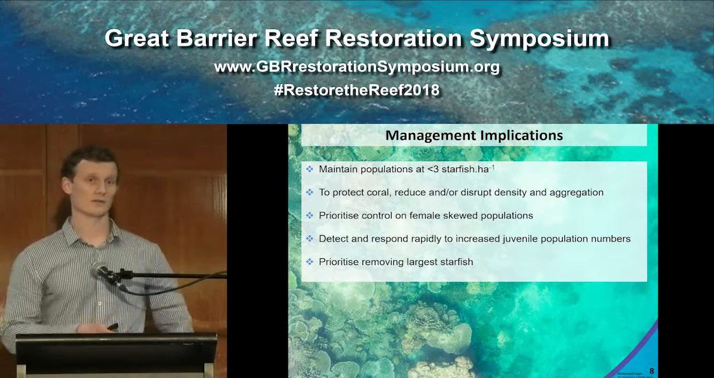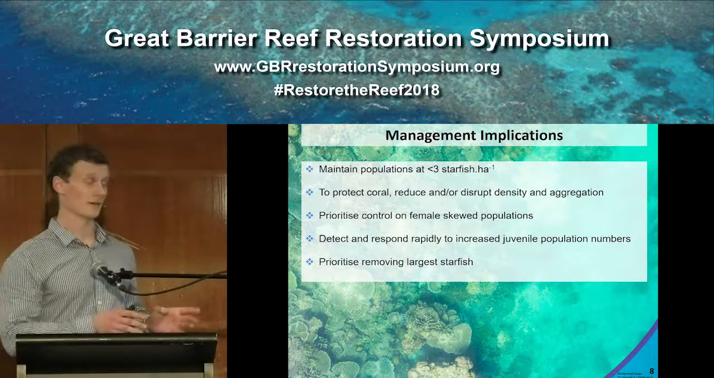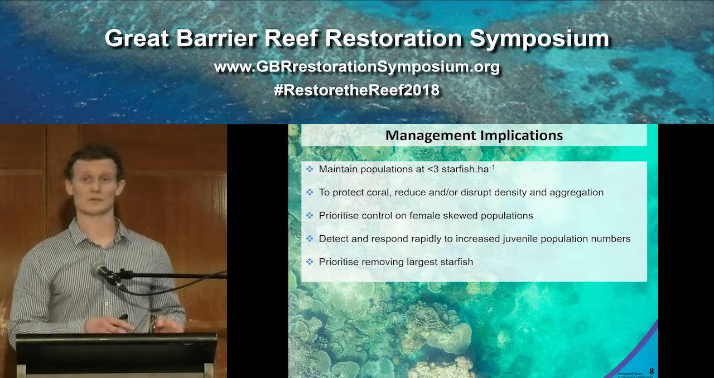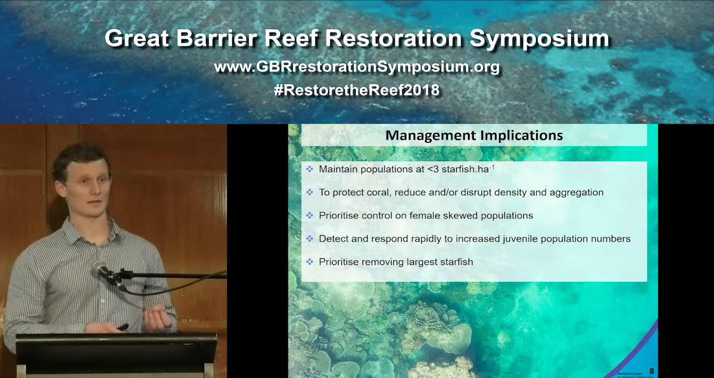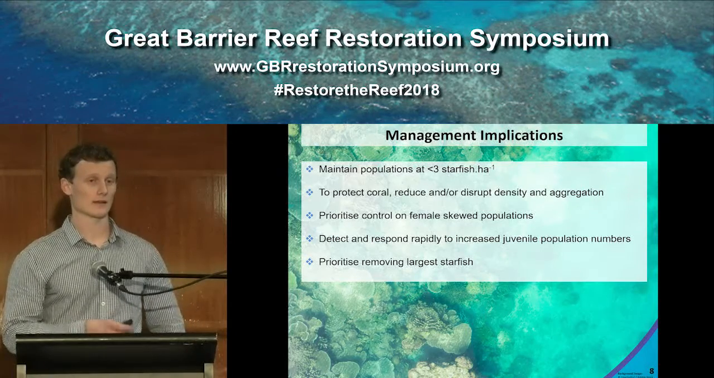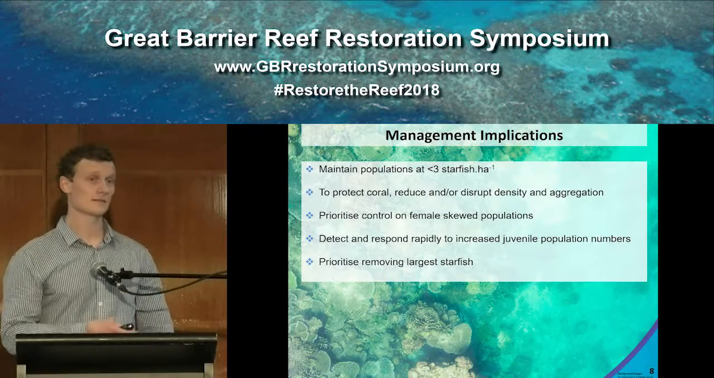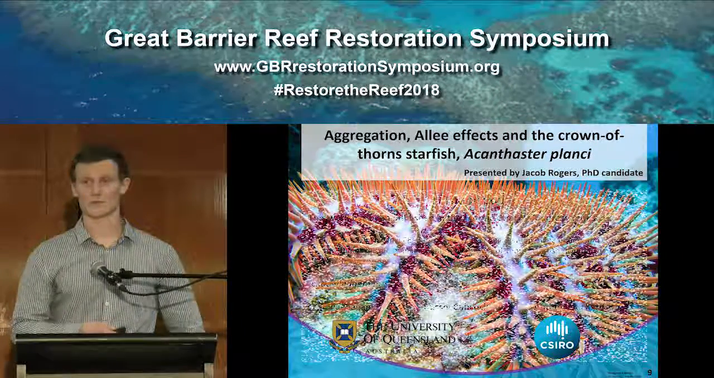From here, I would like to include these Allee and aggregation dynamics into broader population dynamics models, and have a look at finer scale trophic interactions, so things like habitat, prey and predator abundance, and how that interacts with starfish aggregation.